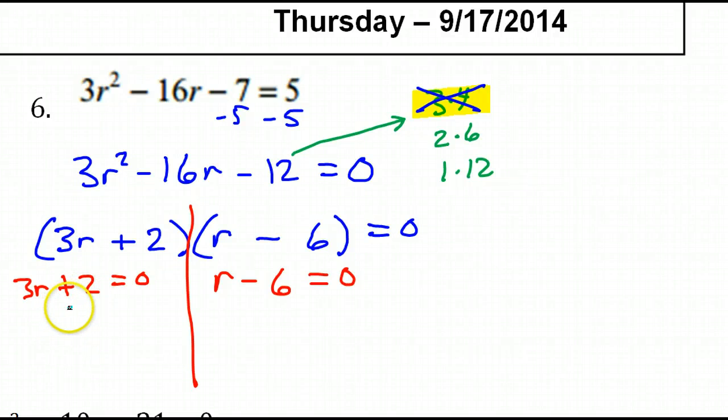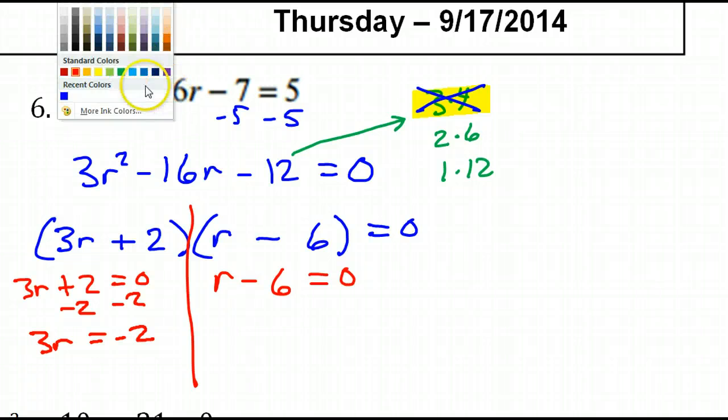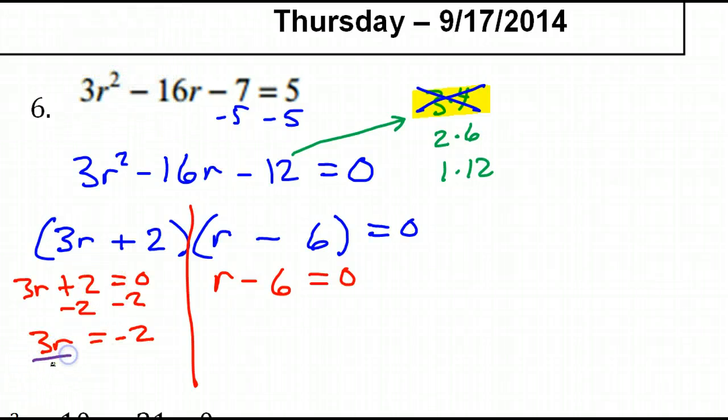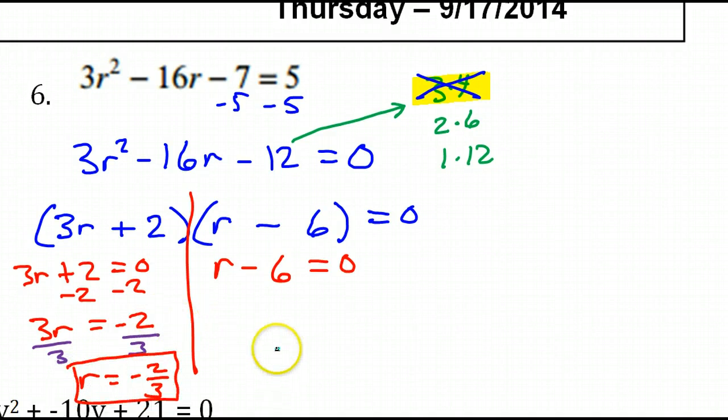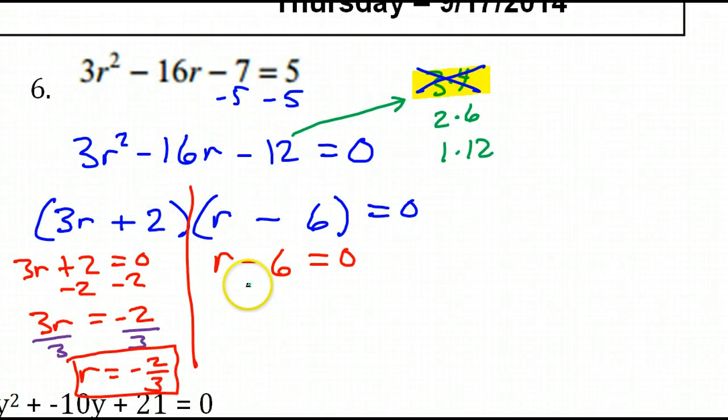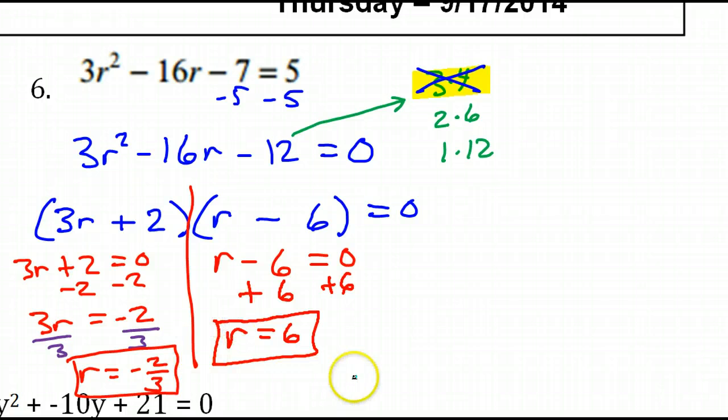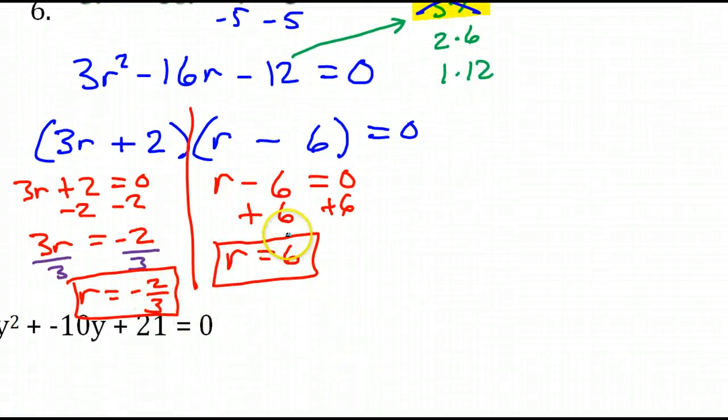Subtracting 2 from both sides gives me 3r equals negative 2. Dividing by 3 on both sides gives me r equals negative 2/3. Meanwhile, adding 6 on both sides gives me r equals 6. So these are the 2 solutions, negative 2/3 and 6.